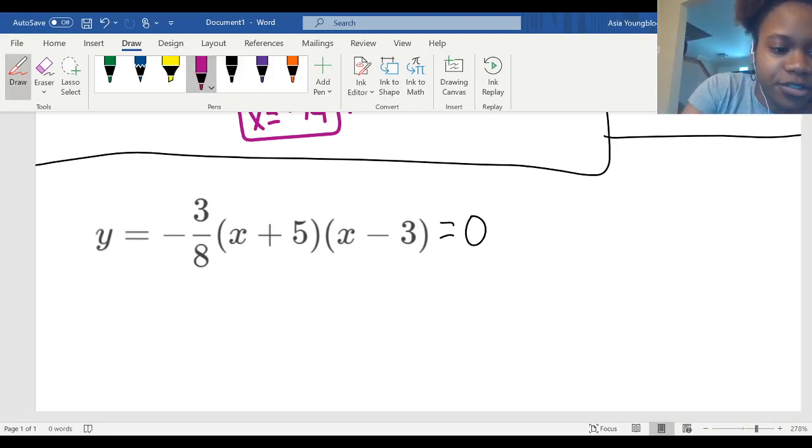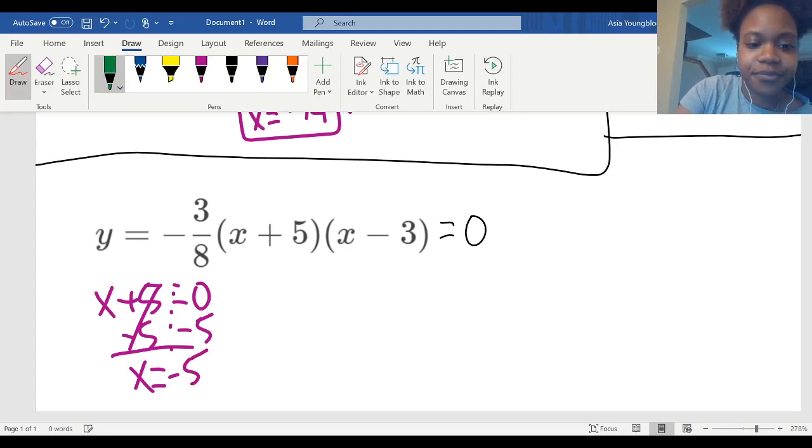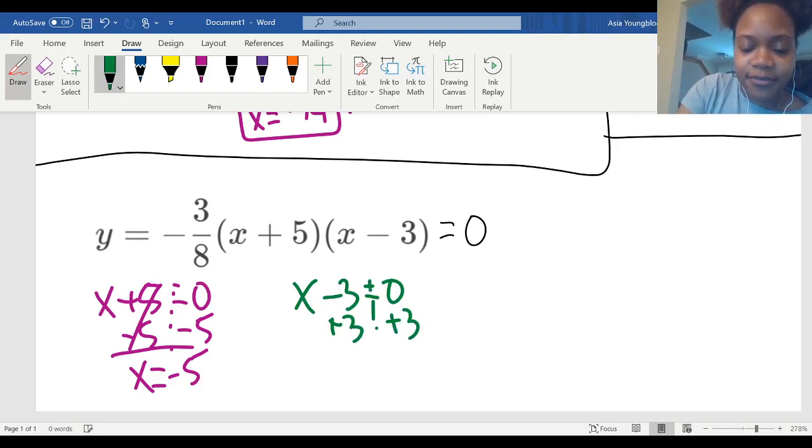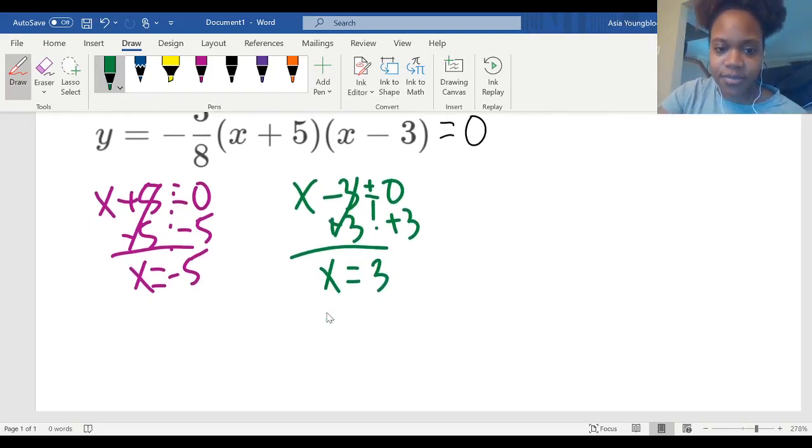So to find our first zero, we would do x plus 5 equals 0. Subtract 5 from both sides. So our first zero is going to be negative 5. And then for our second one, we would have x minus 3 equals 0. Add 3 to both sides. So our second zero is going to be 3.